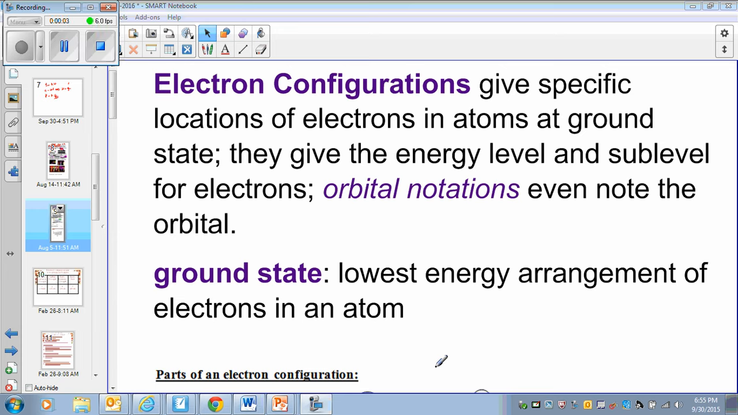September 30. Today we will learn about electronic configuration. Electronic configuration is actually the arrangement of electrons around the nucleus. Electronic configuration gives a specific location of electrons in the atom at the ground state, and not in the excited state, only at the ground state. So I will explain what the ground state actually means.